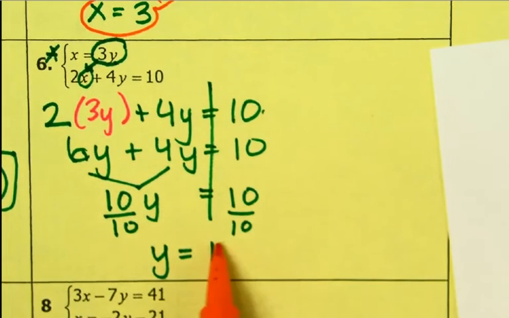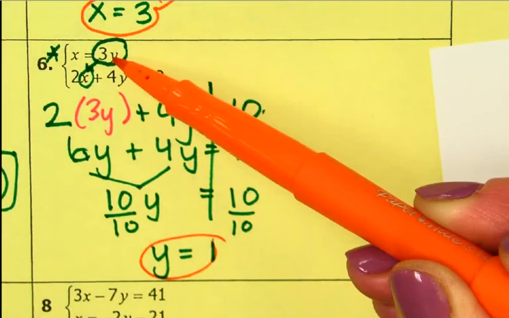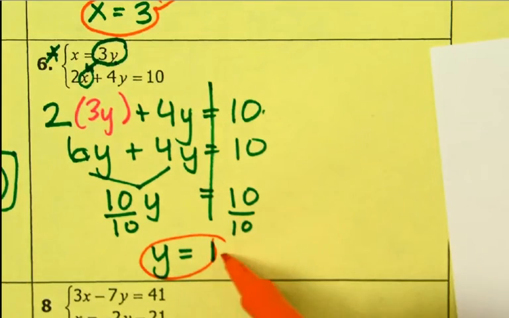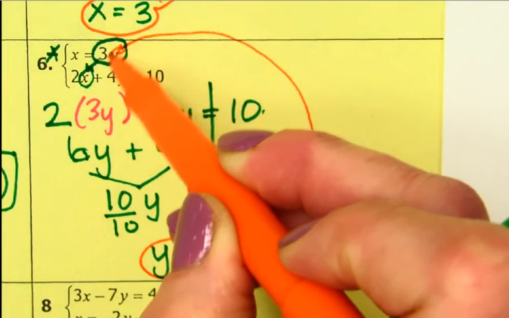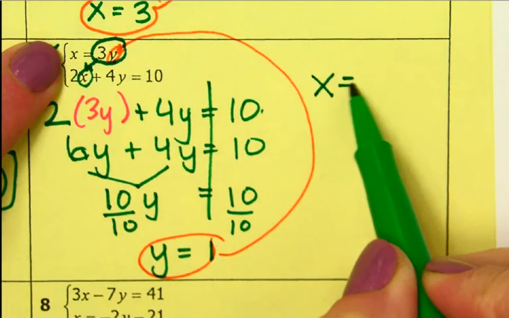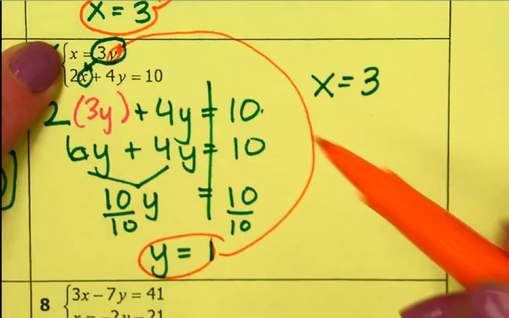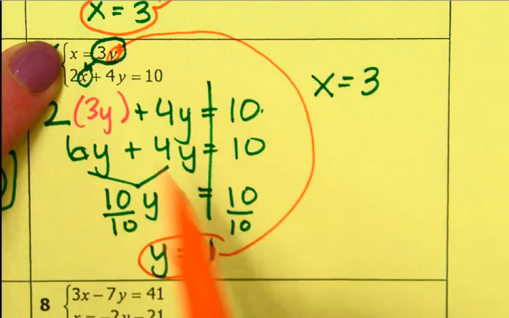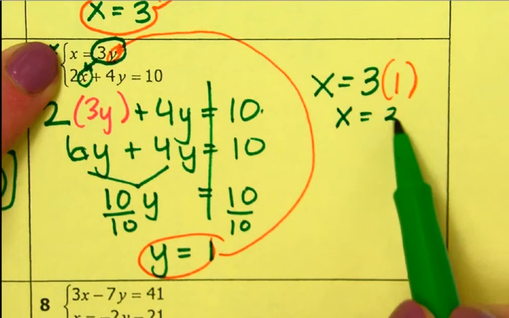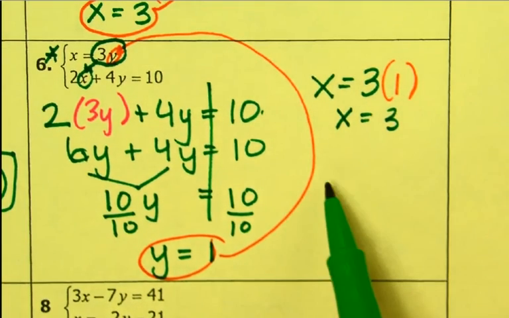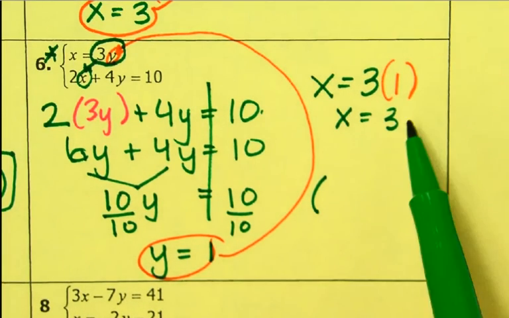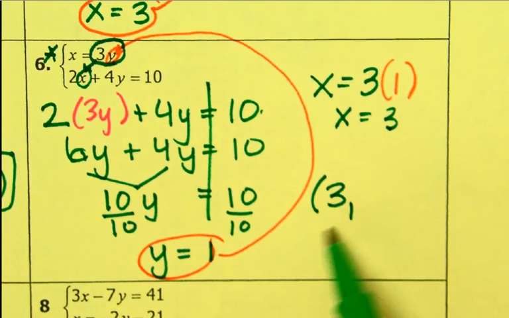So now I'm going to take y equals 1, and I'm going to substitute it either for this y or this y. This top y is going to be a little bit faster just because there's a lot less math to do. So I'm going to take this equation, and instead of x equals 3 times y, I'm going to have x equals 3 times 1. X equals 3. Now, when you write your ordered pair, be careful because we went a little bit out of order from what we've done already. So x is 3, y is 1.